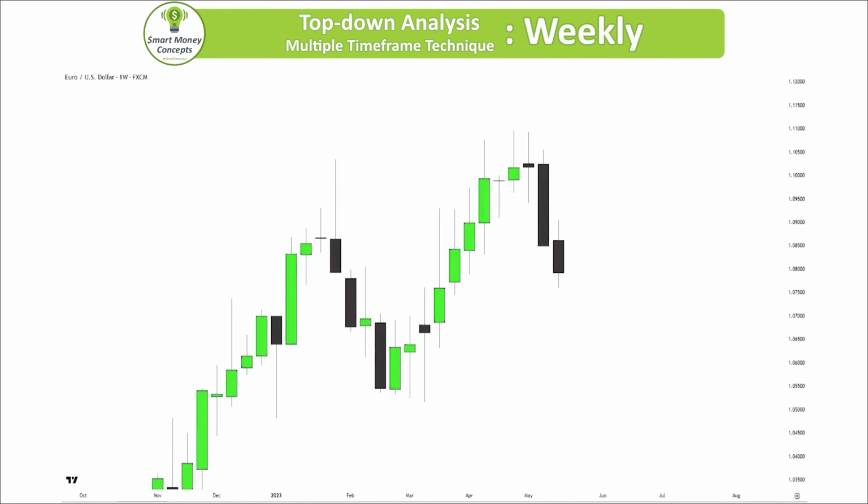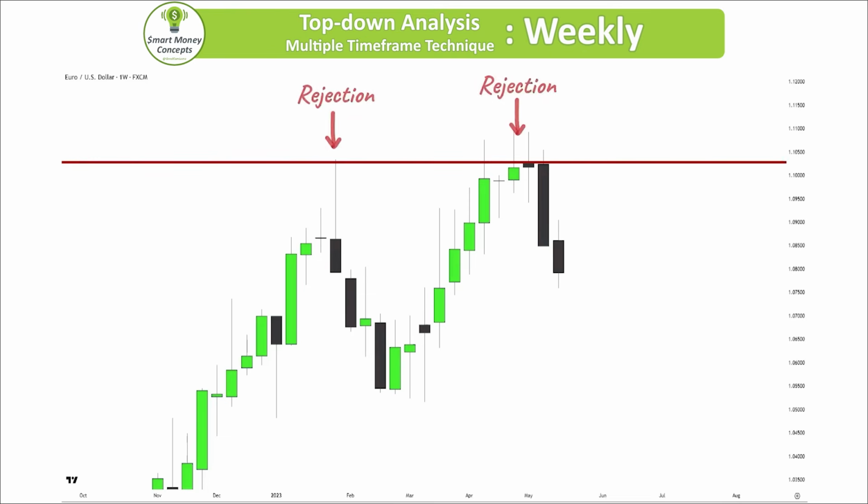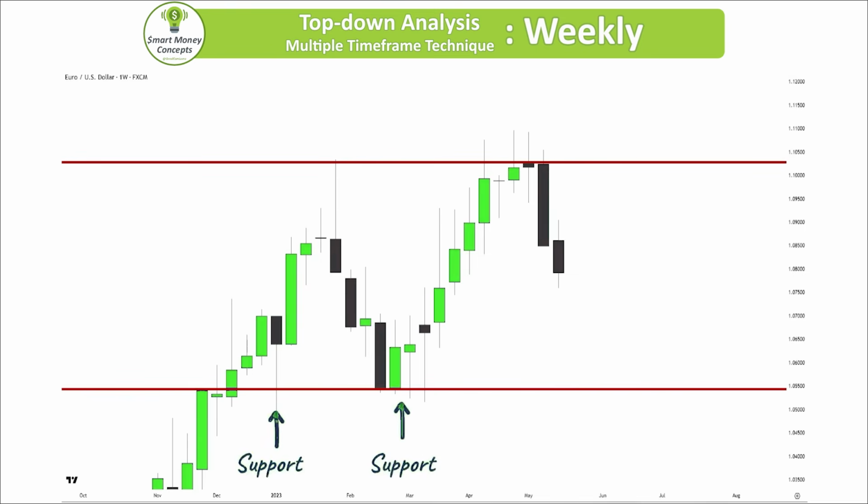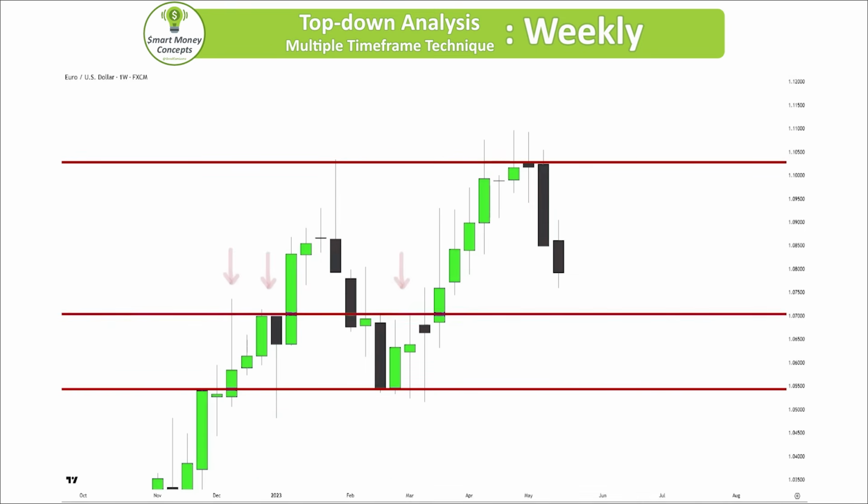Here we have the weekly time frame. In the first step, we mark the key levels of market structure that the price has recently reacted to. We want to keep our analysis simple, so we only draw the most recent levels near the current price. For example, this level is our historical top, which has recently rejected the price twice. We have another key level in front of the price, which has acted as support multiple times. Also, we could draw another key level here.